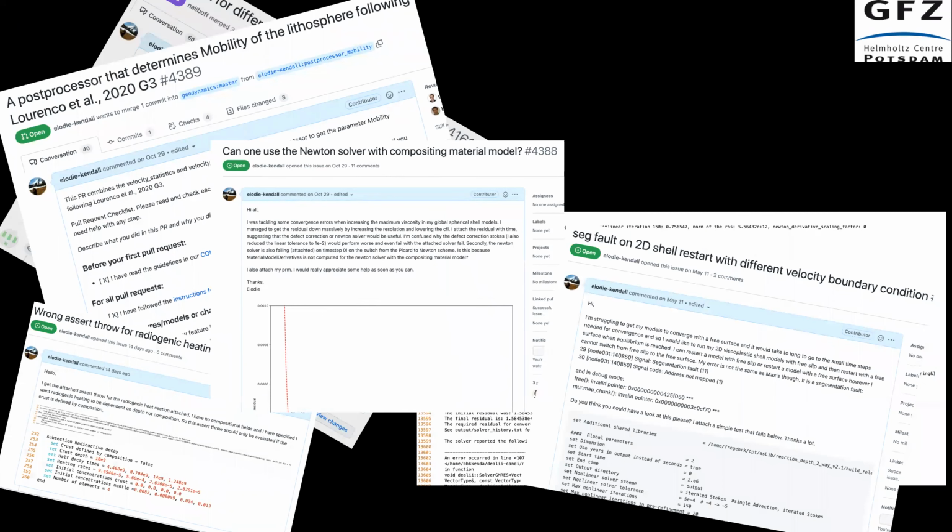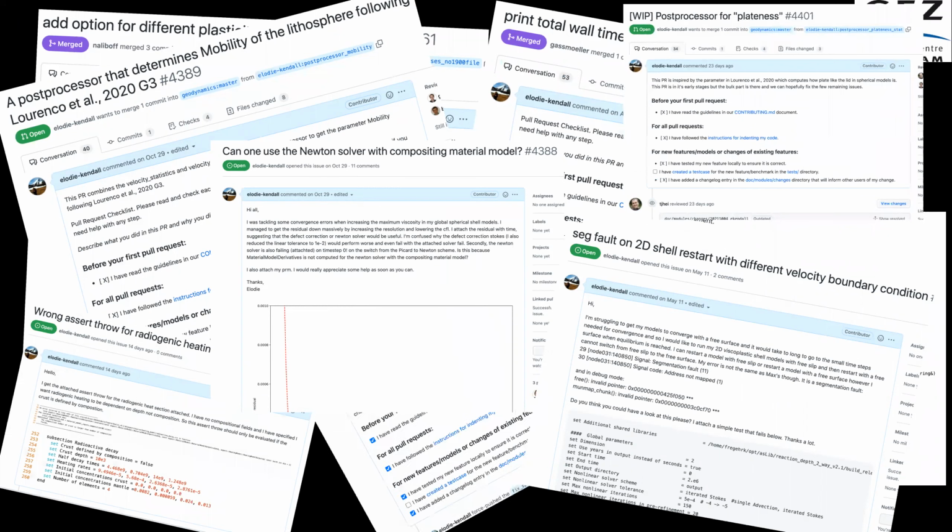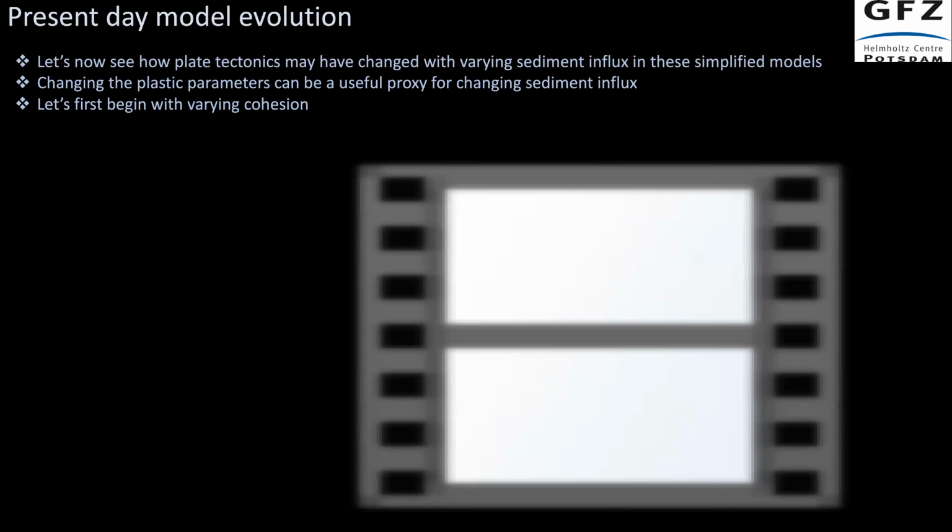And after solving quite a few issues with ASPECT and making some pull requests so that it's going to help the others in the community, I can now present the present day model that we have right now. So let's see how plate tectonics may have changed with varying sediment influx in these very simplified models. We can have a proxy for changing sediment influx by changing the plastic parameters.